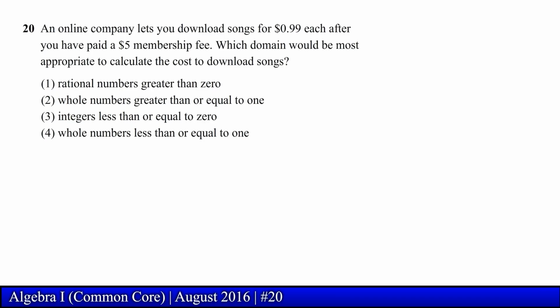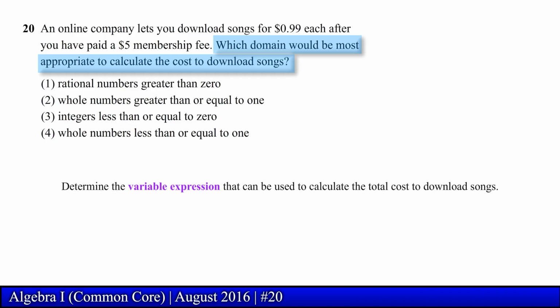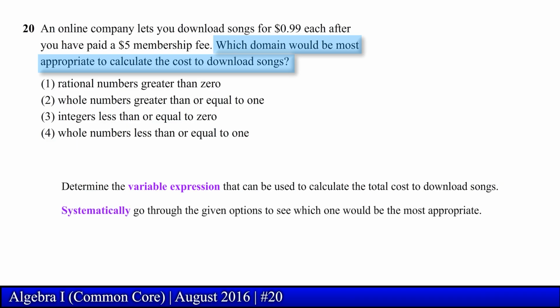In this problem, we need to determine the type of numbers that our variable is allowed to have in order to appropriately calculate the cost to download songs. Let's first determine the variable expression that can be used to calculate the total cost to download songs, and then we will systematically go through the given options to see which one would be the most appropriate.